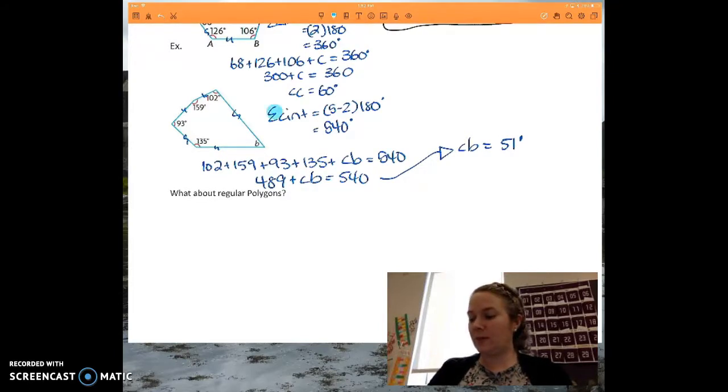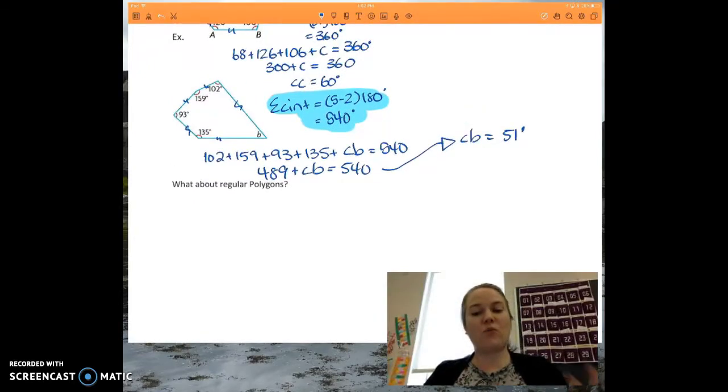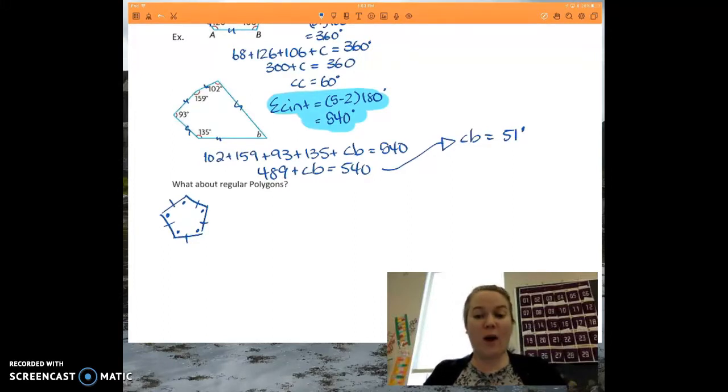When you're solving these problems on a test or an assessment, you must show me that step. It is important. The last little thing I want to know is, what about a regular polygon? A regular polygon like our regular pentagon, where all the sides are equal and all the angles are equal. Now, these are the only cases where I will tell you the number of sides and no other information.